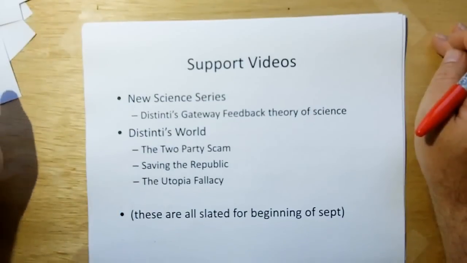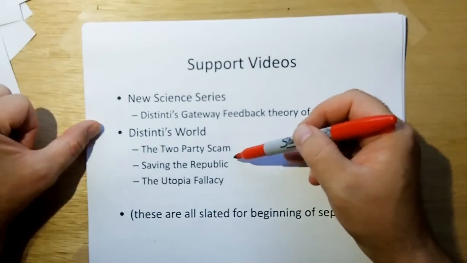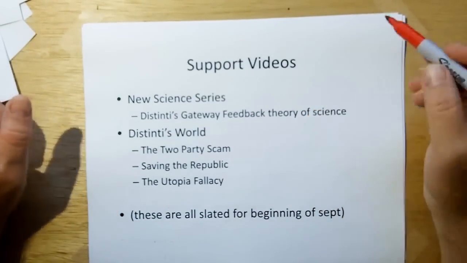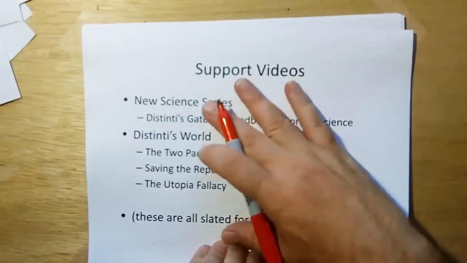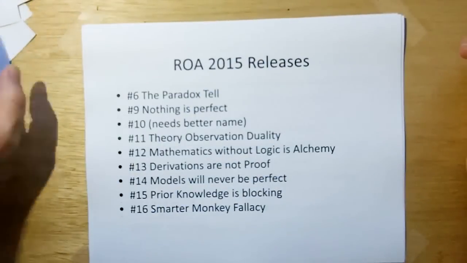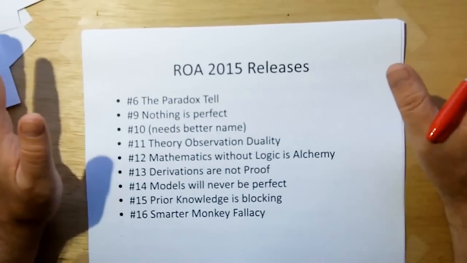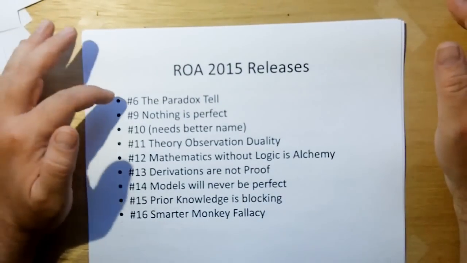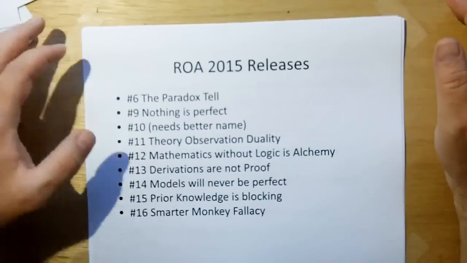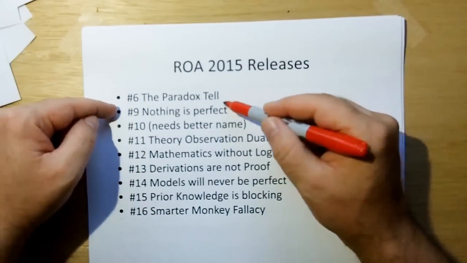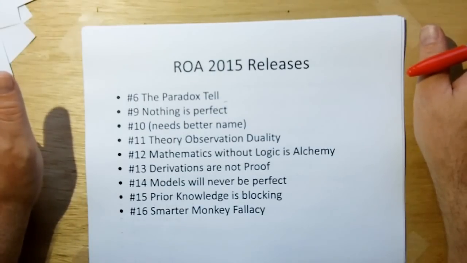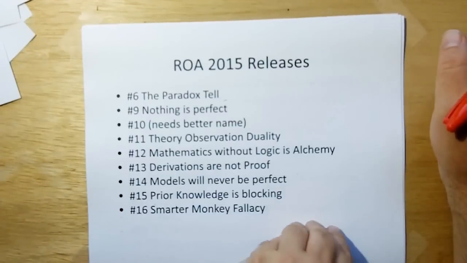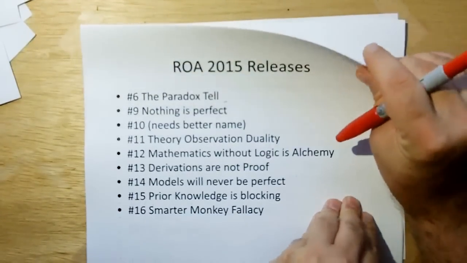I'm going to do 3 more Distinti World videos, one about the two-party scam, Saving the Republic, and the Utopia fallacy. I'm trying to get these done for the next video release, to get these out of the way. Rules of acquisition, all for the version 3 rules of acquisition are being released. We will have 6 through 15. There are some missing numbers here because 7 and 8 are already revised for version 3 of the rules of acquisition. I'm not going to read these to you. You can read these on your own.